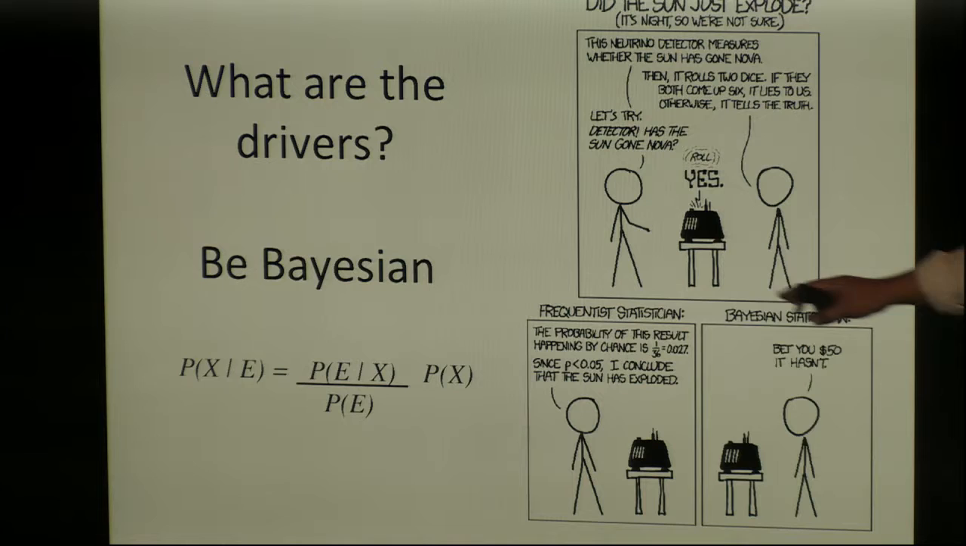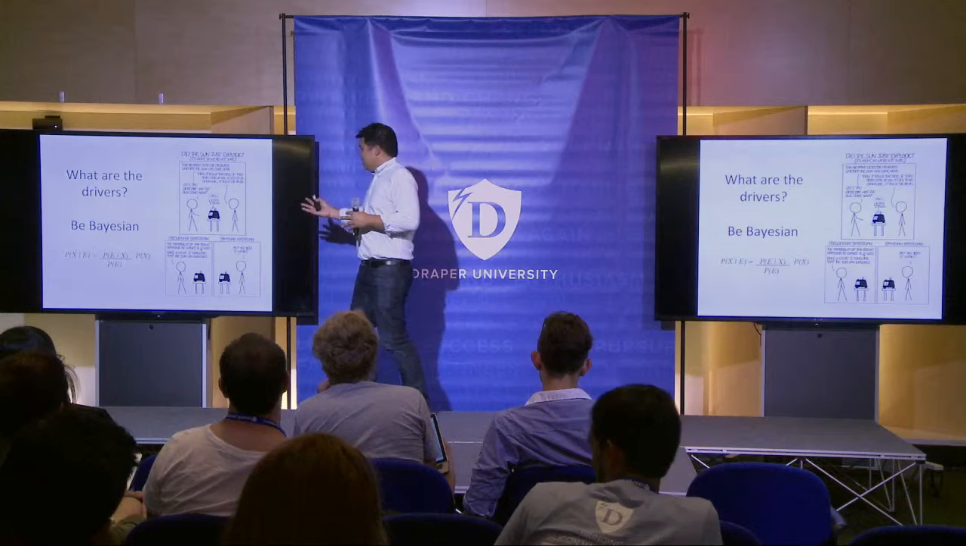And then the frequentist statistician says, did the sun blow up? And he says, well, the p-value is 0.027, which is less than 0.05, so I conclude that the sun did indeed explode, right? The Bayesian says, I bet you it did not, okay? So when you're trying to identify the drivers of your company's success, when I say be Bayesian, what I'm saying here is incorporate prior knowledge.